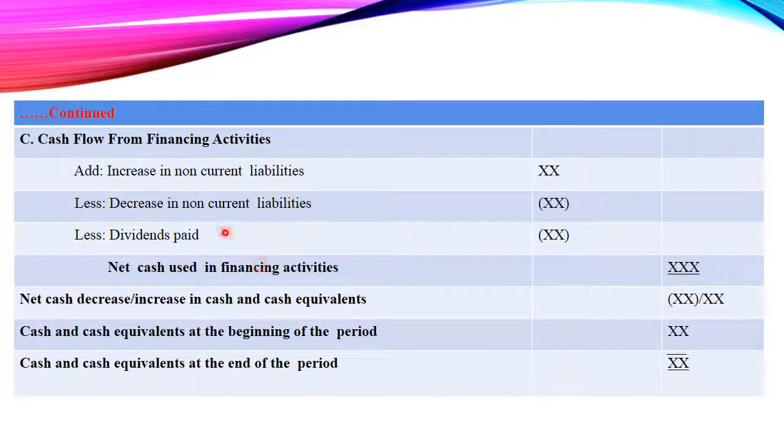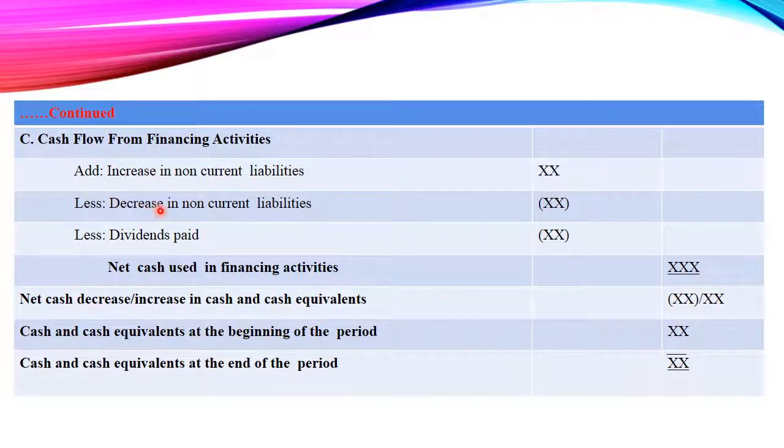The other section, we have the cash flow from financing activities. Here you're supposed to add any increase in non-current liabilities. A non-current liability is something like a long-term loan, like a 5-year loan. That is a non-current liability. So when a non-current liability increases, it means we are acquiring some cash. For example, if the company acquires a loan, then it means that we have acquired more cash, and that is why we are adding it here.